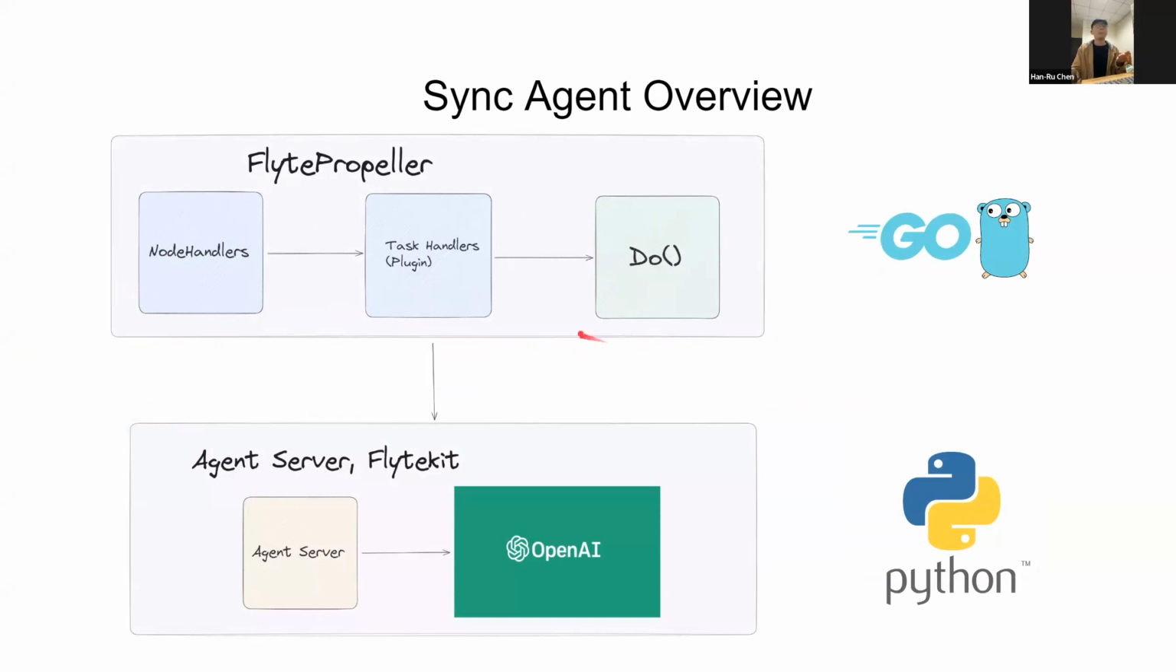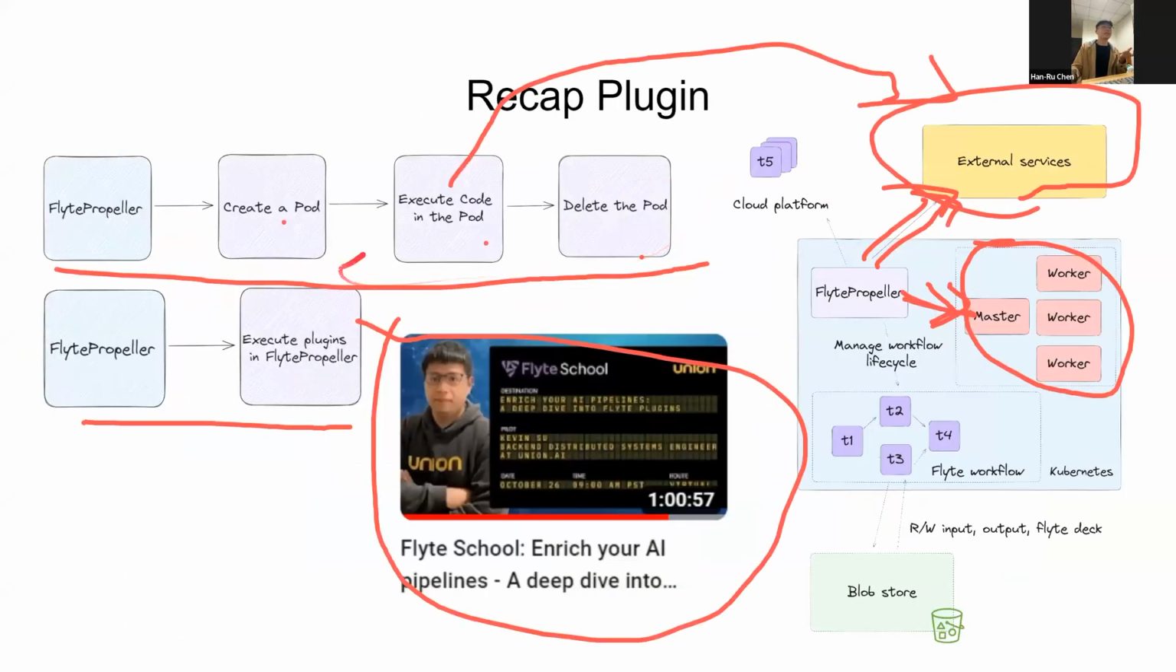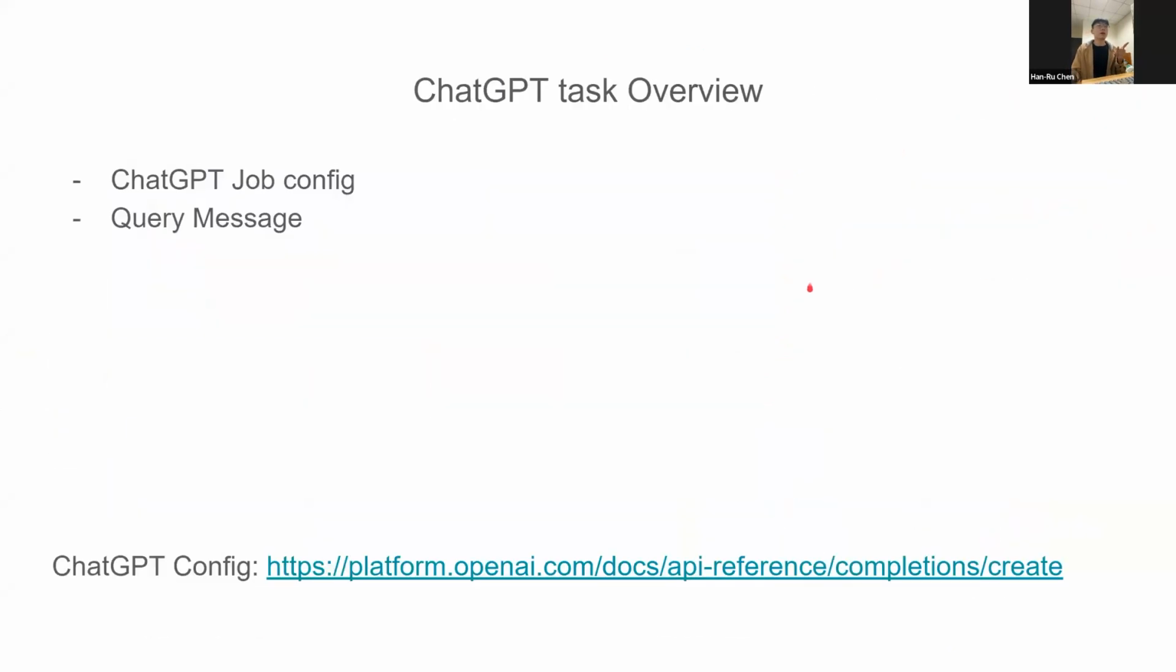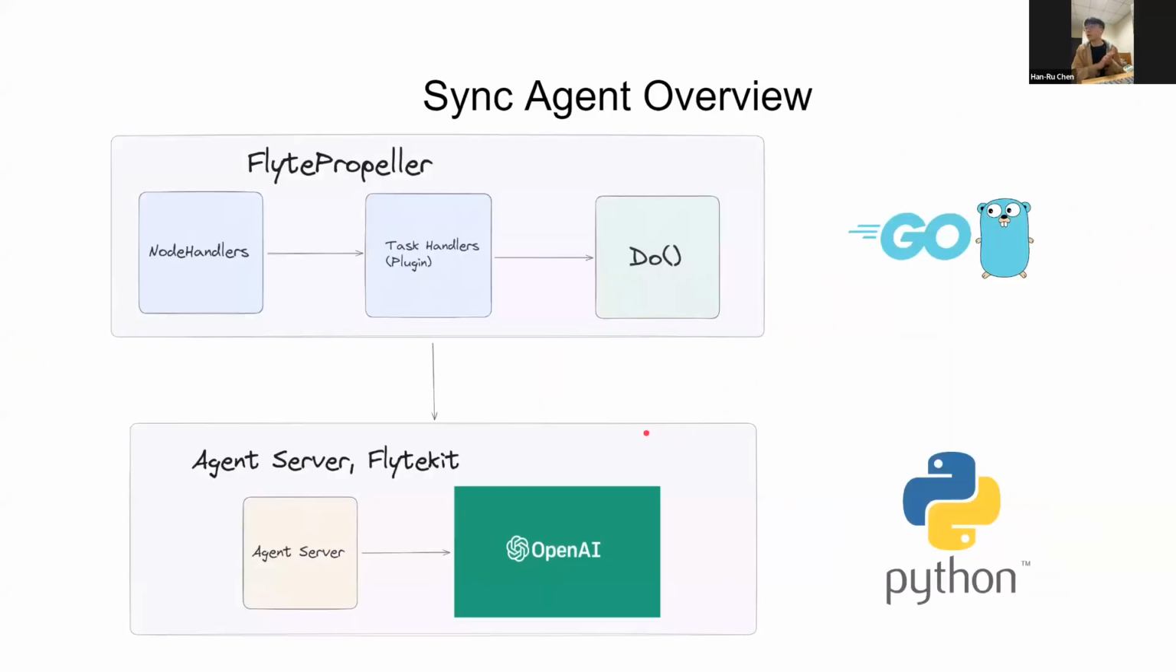So before, Flyte Propeller would communicate with an external service like this. Flyte Propeller would directly communicate with the external service. Now we will introduce an agent server. So now Flyte Propeller will communicate with the agent server, and the agent server will communicate with the external service. Let me explain the two main benefits of using agents.